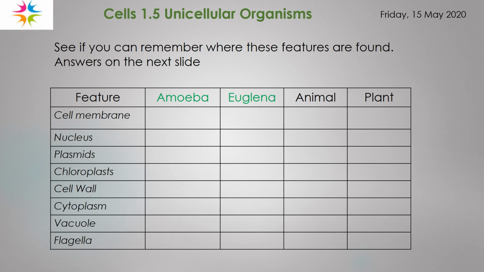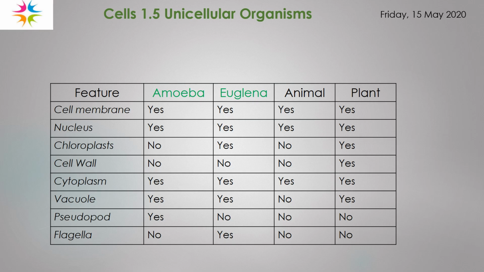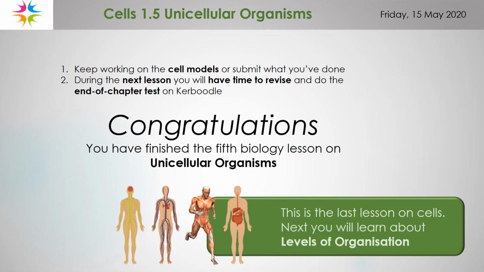So the question is, where are these features found? Are they found in amoeba, Euglena, animals or plants, or all four, or just some of them? There are all the answers. I suggest you go back through the PowerPoint, giving yourself more time to try and work out the answers before you look at them. That's the end of today's lesson.